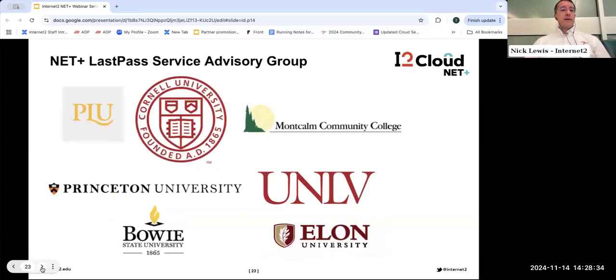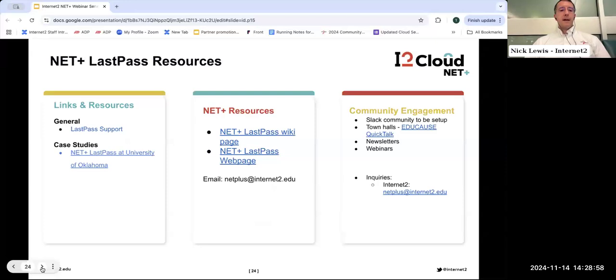Okay, next slide, please. And then the service advisory group. We started the service advisory group up last year, and we've got good representation across the entire community, different types of campuses: large, small, private. We've got an HBCU, a community college, and so it's built to represent the entire community and the needs of the entire community. Next slide, thank you.